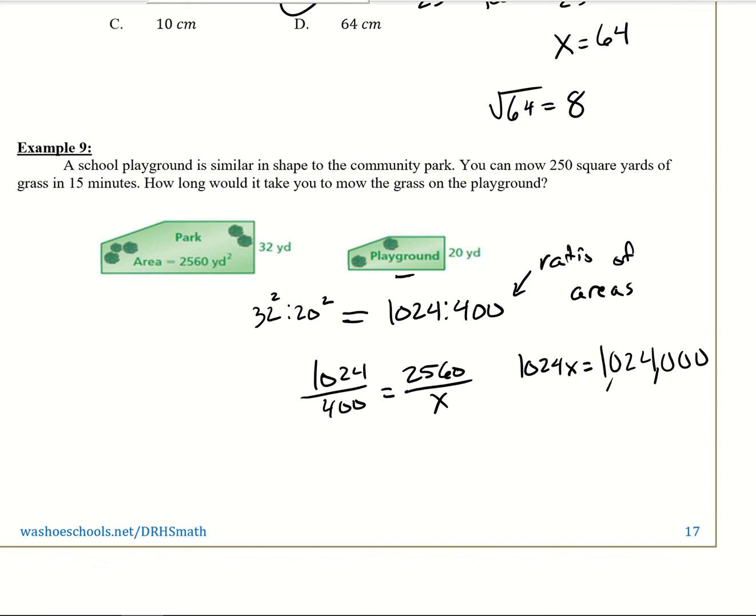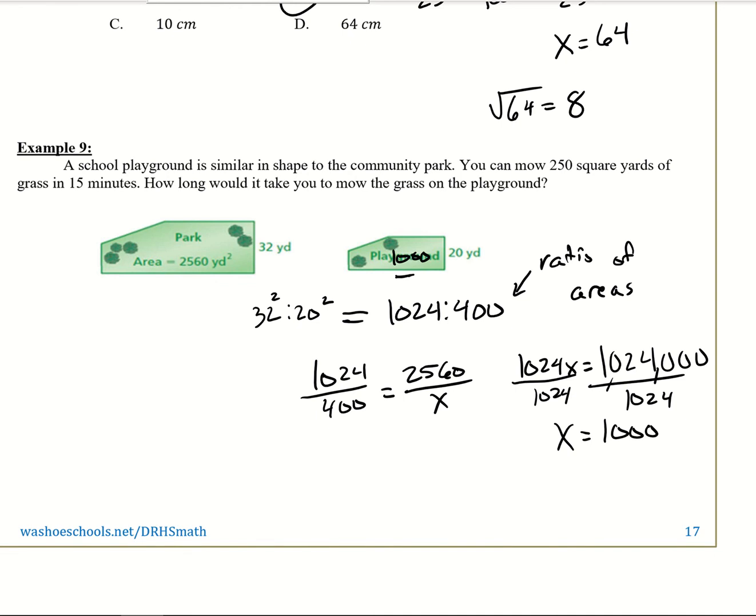So it looks like we have 1,024,000. Divide. That goes into it. It looks like somewhere around 1,000 times. Yep, that was exactly right. So again, this is the area of this one.